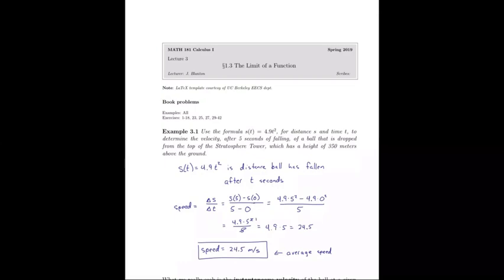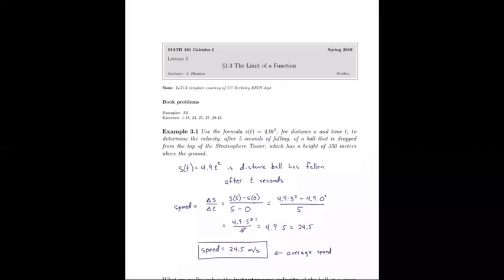So the example says, use the formula s of t equals 4.9 times t squared for distance s and time t to determine the velocity after 5 seconds of falling of a ball that's dropped from the top of the Stratosphere tower. So we're going to go to the top of the Stratosphere. We're going to drop a ball. We want to know how fast that thing's moving 5 seconds after it's falling, right? Just out of curiosity. Really, generally, we might want to know how fast it's falling after any number of seconds.